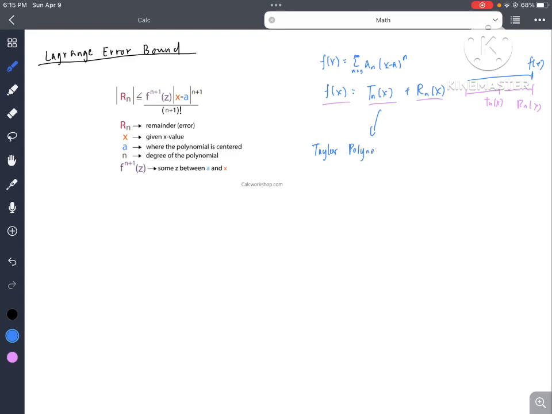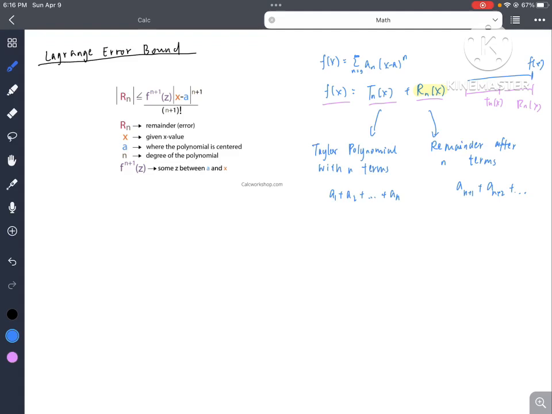Let's write it down. Taylor polynomial with n terms. And then this is just the remainder after n terms. So if this is a1 plus a2 plus and so on up to an, then this remainder is equal to a(n+1) plus a(n+2) plus all the way maybe up to infinity. In order to find the value of the error Rn, we just use the Lagrange error bound to find the upper bound of the error.